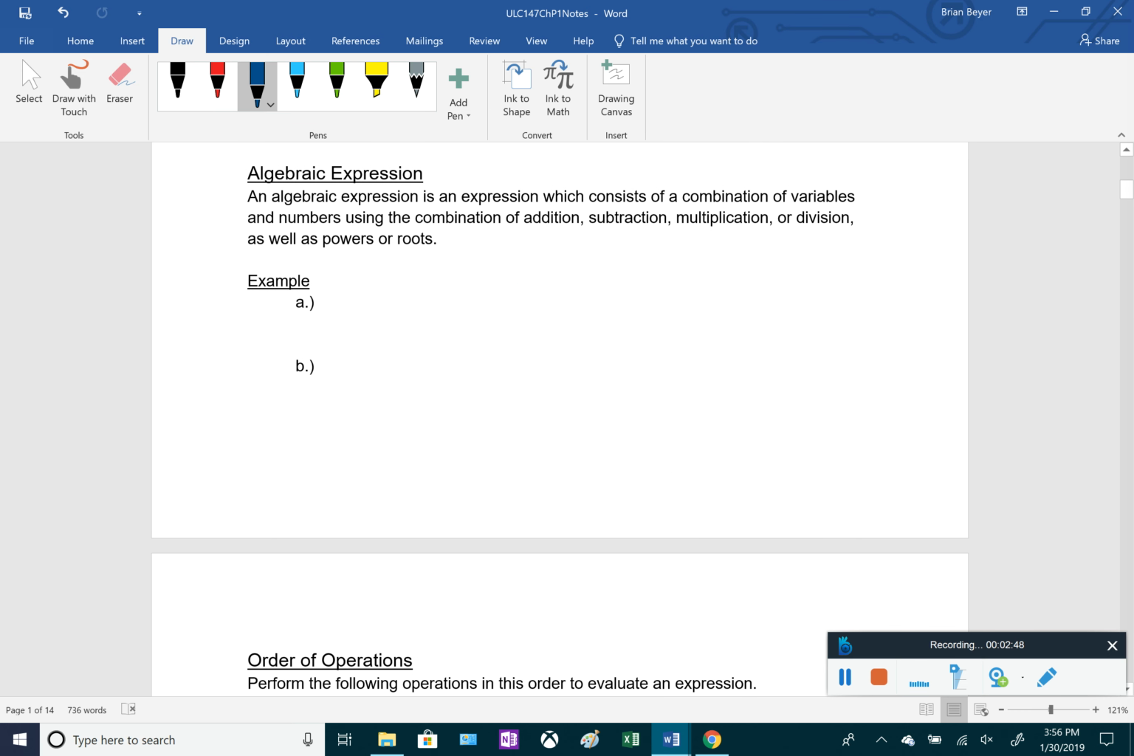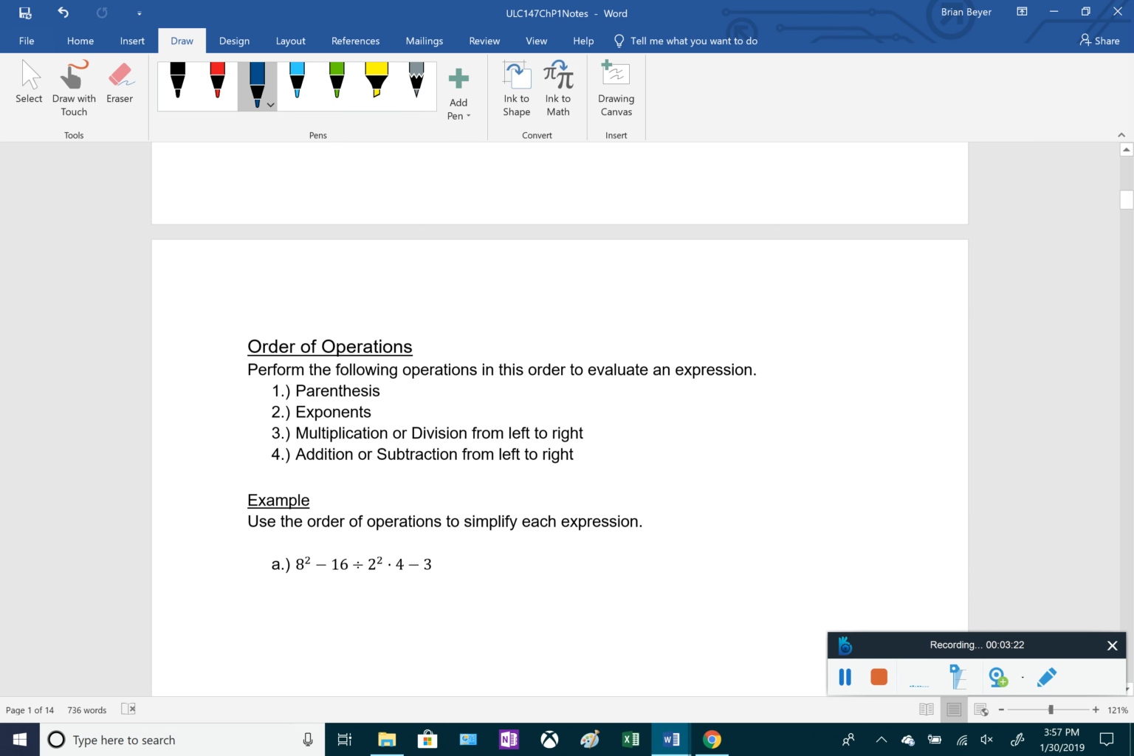So the next thing for an algebraic expression is going to be just an expression, so no equal sign, which can consist of variables, numbers, addition, subtraction, multiplication, division, and maybe some exponents or roots. So for example, something like 3x plus 6, this is an expression, there's no equal sign. Or something like x squared minus 3, that's also an expression. So we're going to be evaluating expressions.